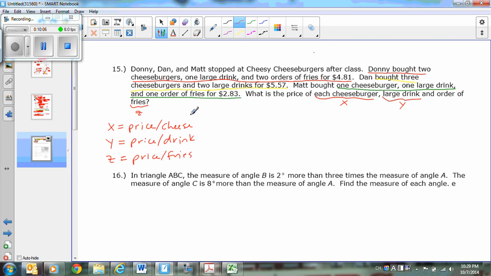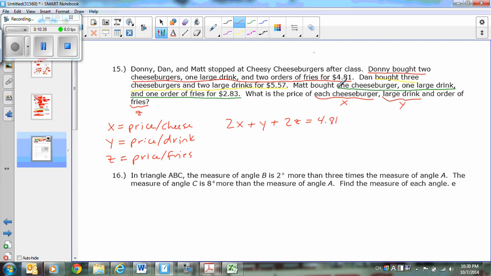Okay, so now look at the 3 sentences that I've underlined in 3 different colors. That's how we're going to get our equations. Okay, so let's start with Donnie. 2 cheeseburgers, at X dollars each would be 2X, plus 1 large drink at Y dollars each would be plus Y, and then add that to what he spent on fries. He ordered 2 orders of fries. Each fry costs Z dollars, so that would be 2Z. And then he spent a total of $4.81.